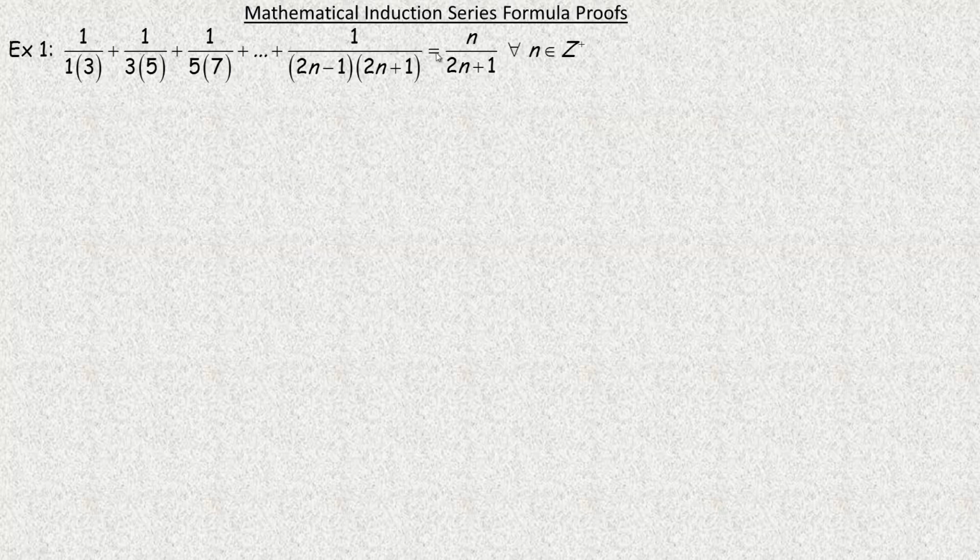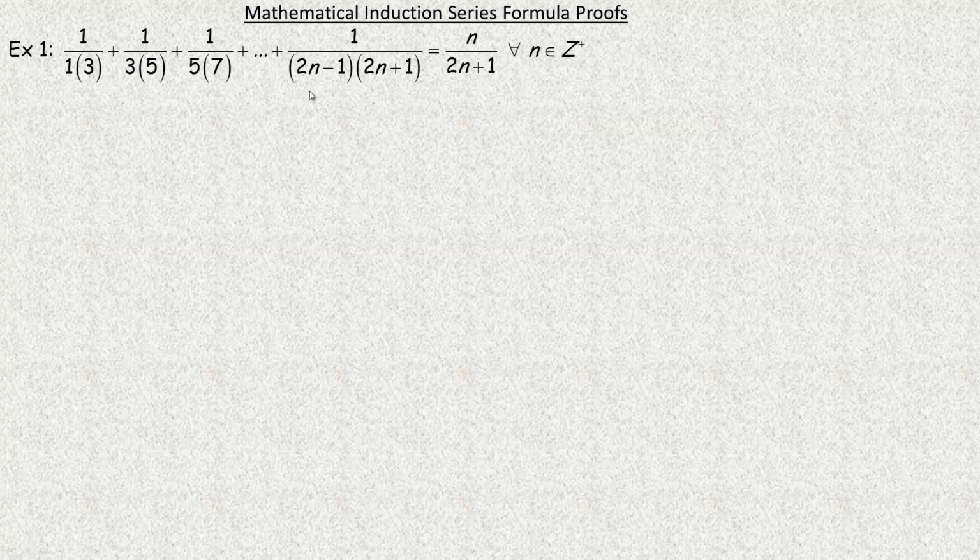In this tutorial, we're going to take a look at 3 different mathematical induction proofs, and these are all for series formulas. So I've got a series here. This is the series on the left, and I want to prove that this is the formula for the sum of this series, no matter what n is. And the little symbolism after the n over 2n plus 1 stands for all n contained in the positive integers. Z is the set of integers, and the plus means we're talking about only the positive integers.